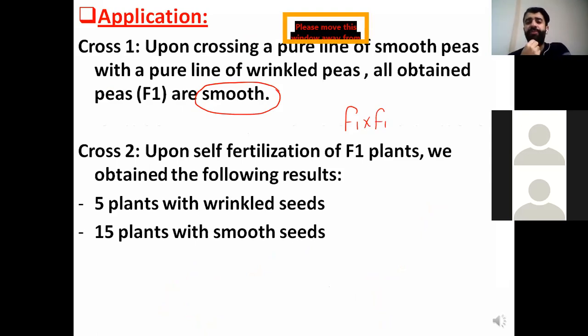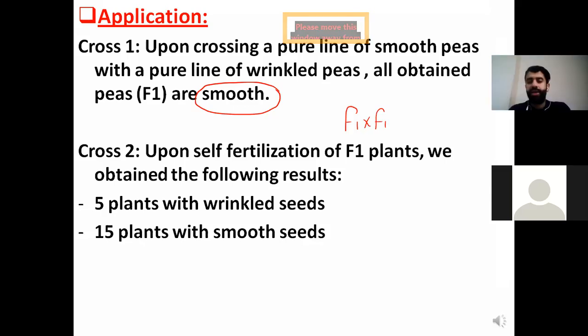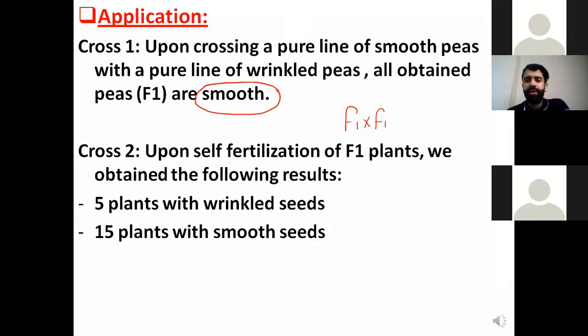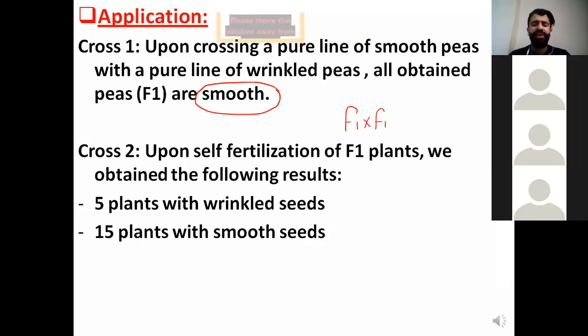What is the meaning of pure line? What is the pure? Yes, Callum. Basically, pure is like homozygous. Homozygous. Very good. Thank you.